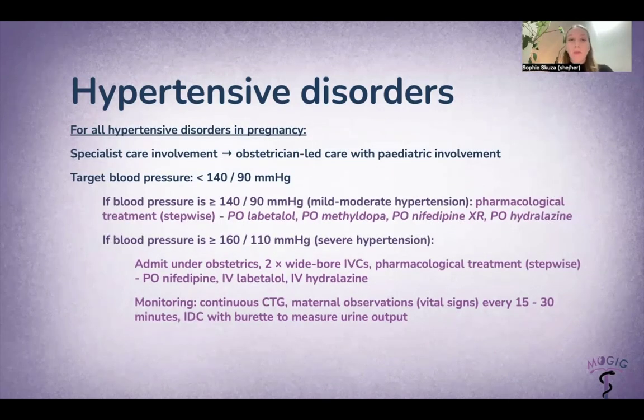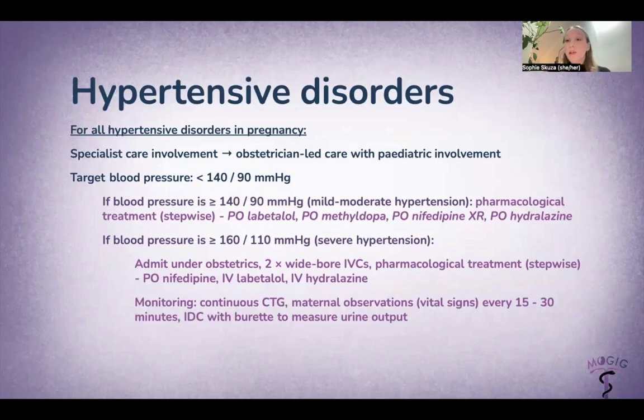So in terms of the management principles for all hypertensive disorders in pregnancy, we should have specialist care involvement, so obstetrician-led care with pediatric involvement. Importantly, our target blood pressure is below 140/90. So if our blood pressure is above 140/90, which is mild to moderate hypertension, we should implement stepwise pharmacological treatment. So starting with oral labetalol, oral methyldopa, oral nifedipine extended release, and finally oral hydralazine.